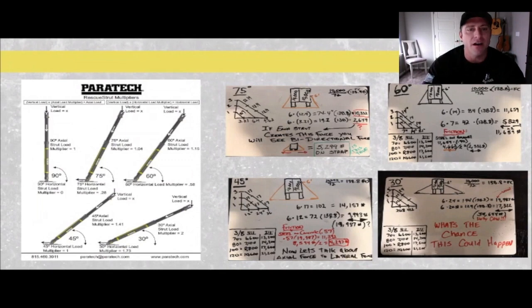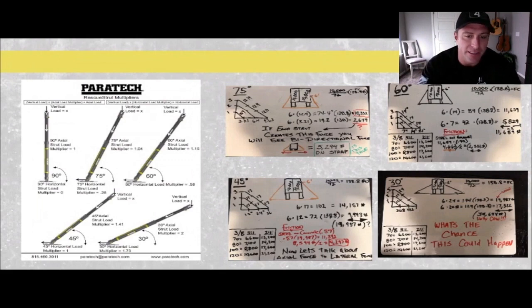So at 75, I know I have 104% of the load, the vertical axial load. And if you look at 75, we had 10.3, which is right where it's supposed to be. And then we look at the lateral load, we have 0.28. Well, we have 0.26 in this mathematic at 75. And then we move over to the 60 degree. On a 60 degree, I have 11,659 pounds of force in that strut, which is 1.15 times the load. And then the lateral force multiplier should be 0.58. Well, I have 0.58 up here. 0.58 at 10,000 is 5,829 pounds.